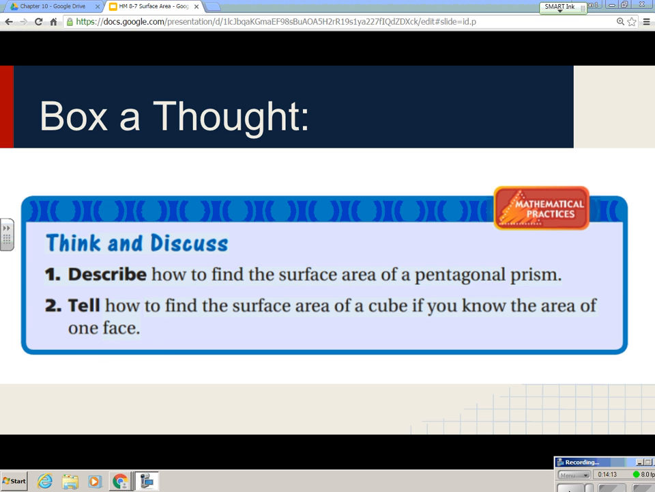Here is your box of thought. Go ahead and tell me how to find the surface area of a pentagonal prism. So what's the area for a pentagon? If you know, that's a tricky one. Number 2, tell how to find the surface area of a cube if you know the area of one face. Remember, cube, they're all squares.